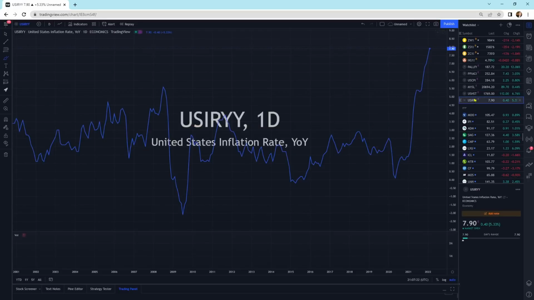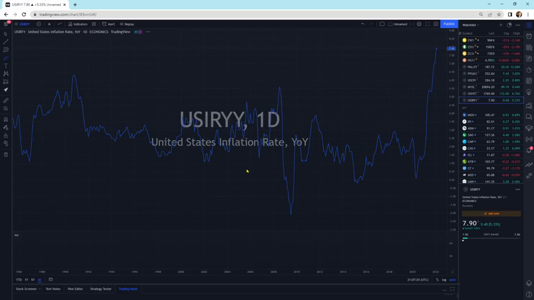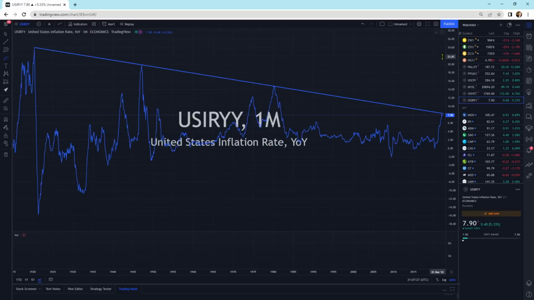Inflation is still up there. It's below the large long-term trend line. If this thing breaks to the upside, we've got a different paradigm on the other side of that line.